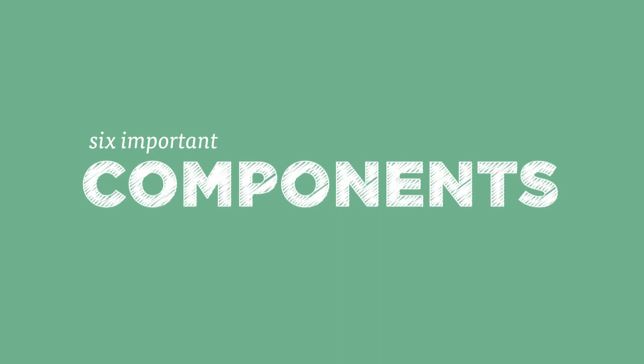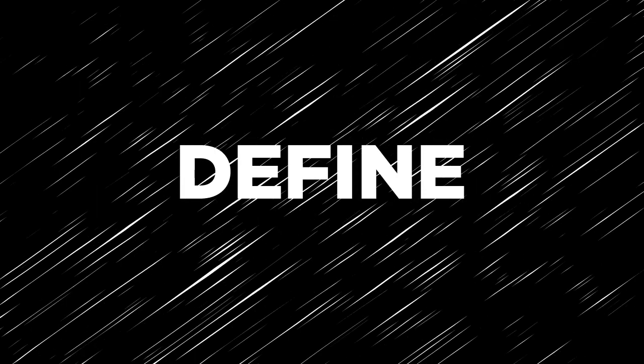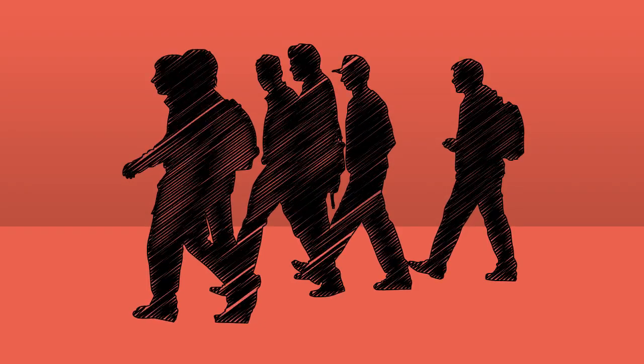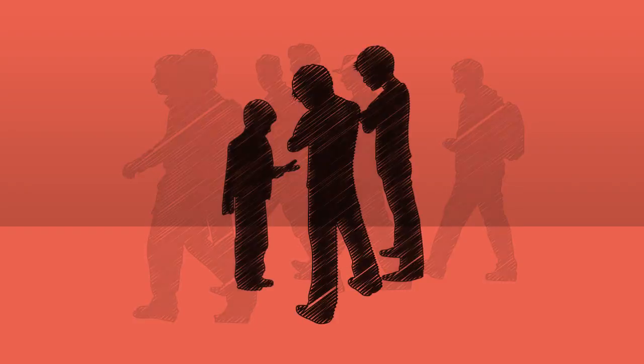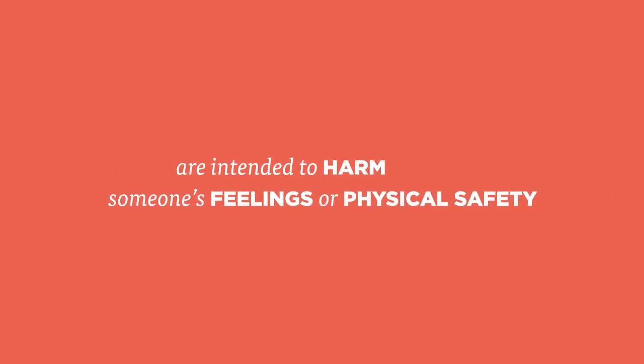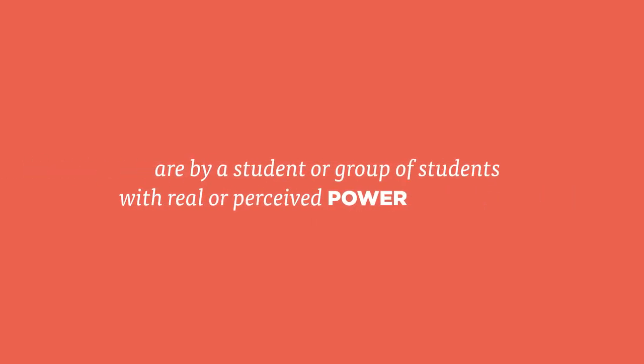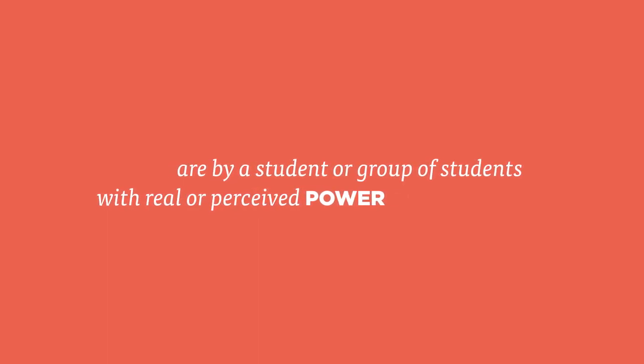The 6 important components of a district's policy on bullying are define, respond, notify, investigate, intervene and prevent, and train. Define. Staff and students must understand clearly what bullying, which includes harassment and intimidation, is. These are actions that are unwanted, are intended to harm someone's feelings or physical safety, occur more than once or threaten to happen again, and are by a student or group of students with real or perceived power.